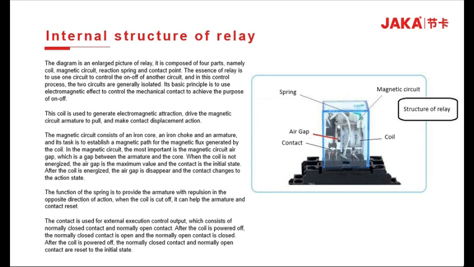When the coil loses power, the moving contact is reset. That is, the moving contact and the static contact 2 are reset and disconnected. And the static contact 1 is reset and closed, and the control line of the static contact 2 is cut off, and the line of the static contact 1 is connected.